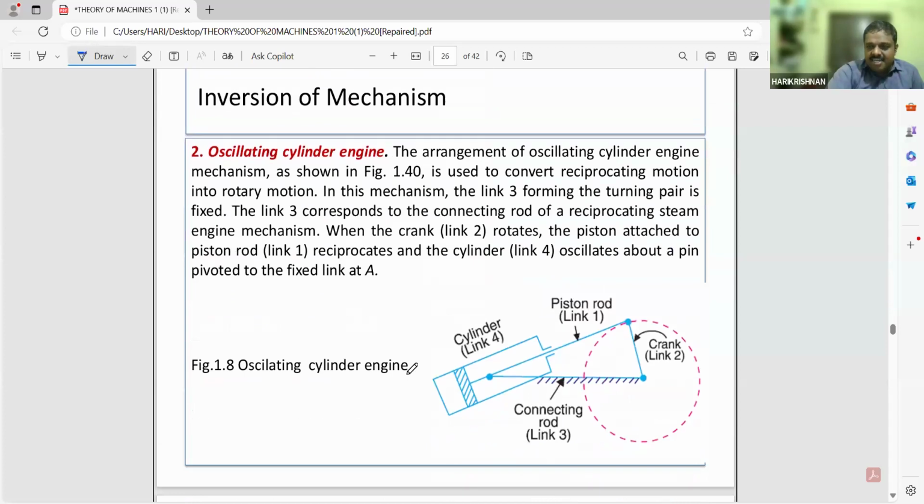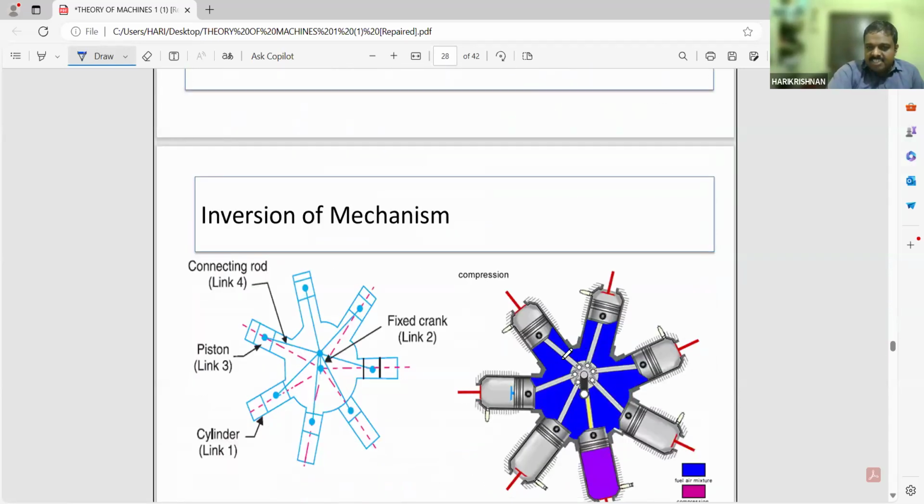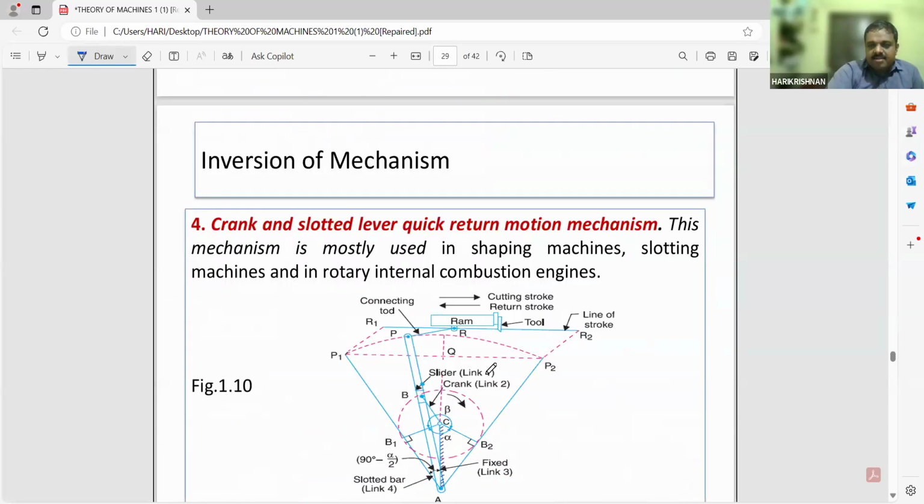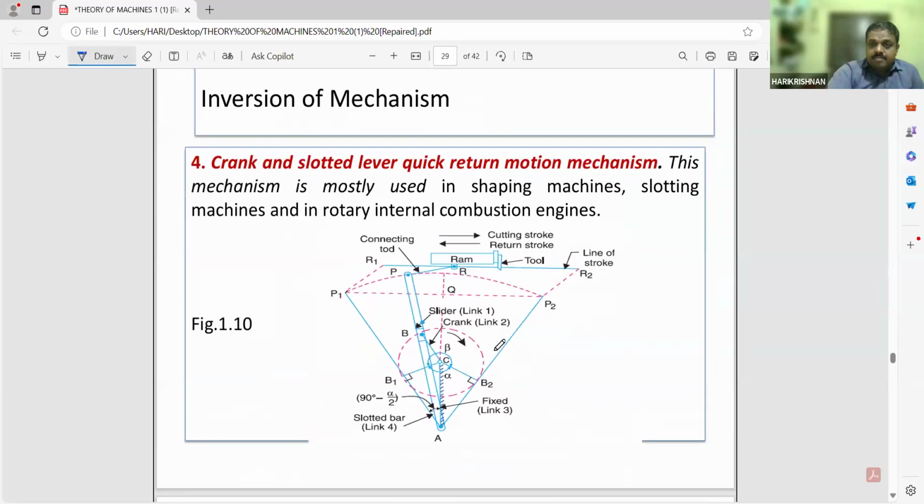Then it was the oscillating cylinder engine. Then the third was the rotary internal combustion engine. Then this was the crank and slotted lever mechanism. Last class I explained this slotted lever quick return mechanism. Here the cutting time will be more as compared to the return time. Also the cut will happen only in the forward motion. That type of mechanism is known as crank and slotted lever quick return mechanism. You have to understand that the time taken for the forward motion will be more, and cutting happens only in the forward motion. There will not be any cutting in the return motion. So the return motion will be quick.